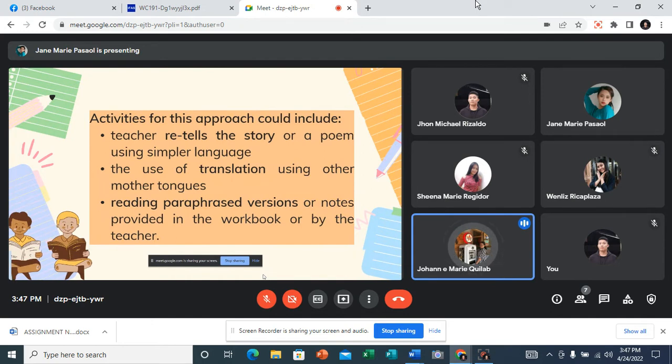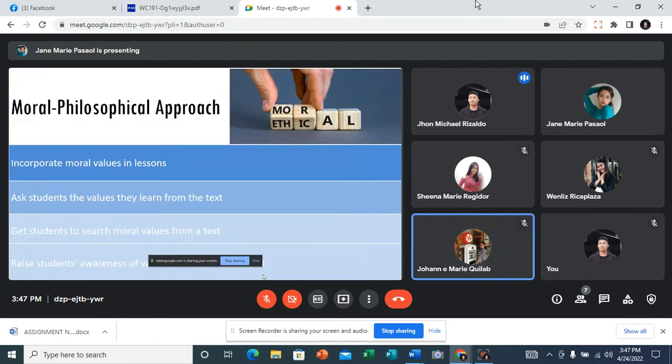That's all. Next reporter. At this part, we are going to tackle the moral philosophical approach. This approach suggests that the larger purpose of literature is to teach morality and to probe philosophical questions. In this approach, it is expected that students incorporate moral values in lessons, and the teachers ask students the values they learn from the text, get the students to search for moral values from a text, and raise students' awareness of the varied literature. So next slide.